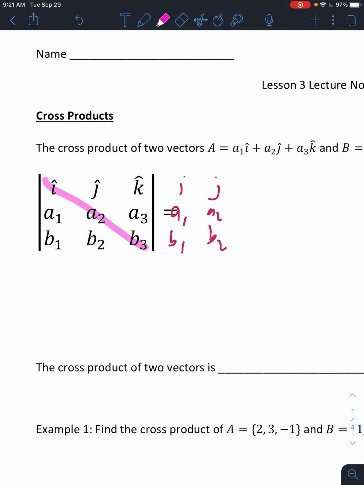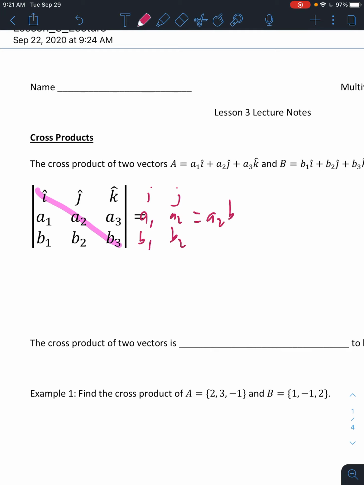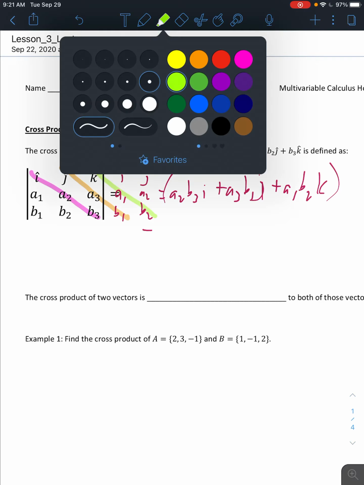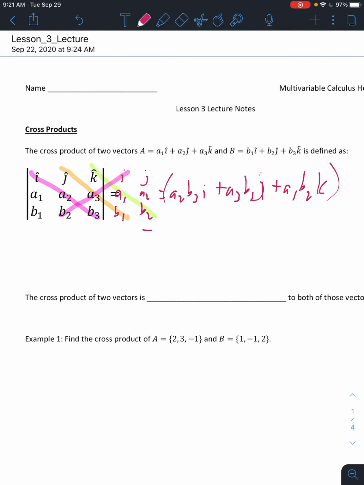So for example, I get A2B3 i plus A3B1 j plus A1B2 k, and then I subtract A3B2 i, A1B3 j, and A2B1 k.